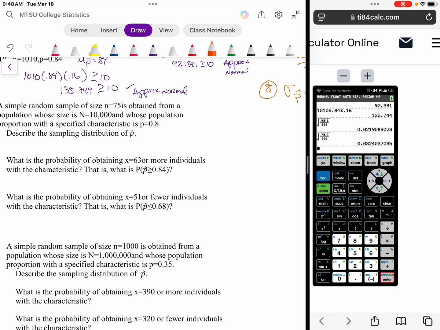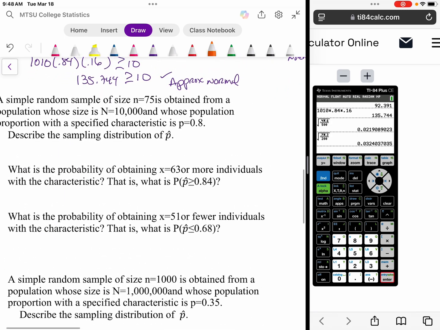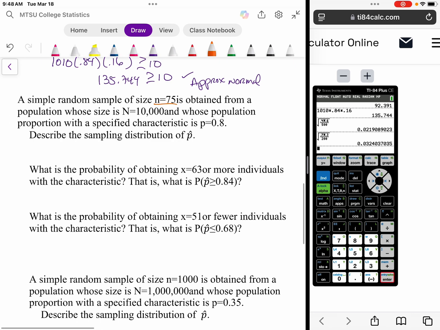As I look at my next example, it says a simple random sample size n is equal to 75 is attained from the population. The big population is 10,000. They tell us that capital P or population P, the parameter P is 0.8. So as we do things, we can say first that mu sub p hat is equal to 0.8.